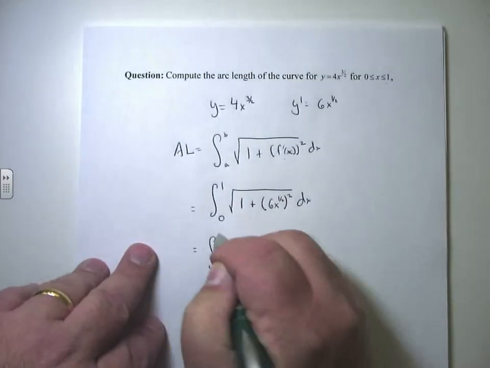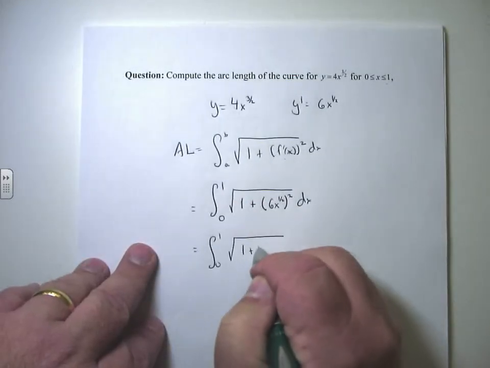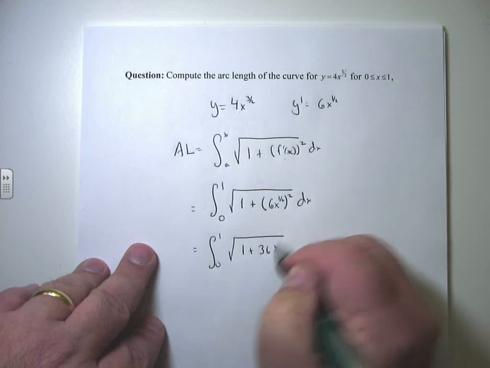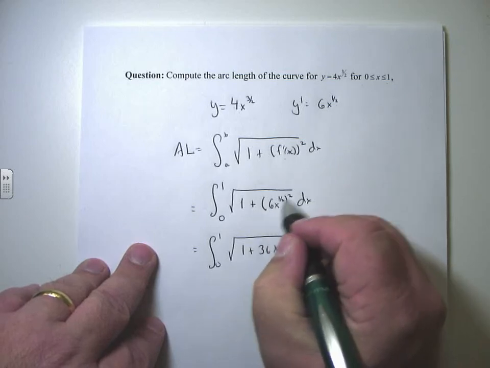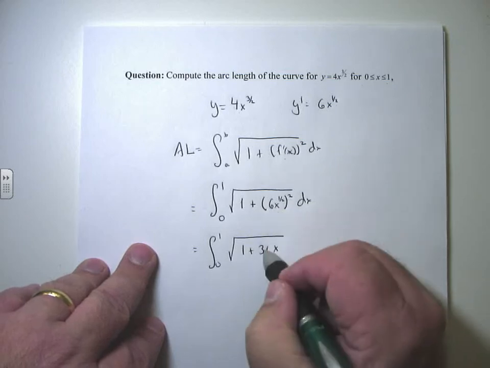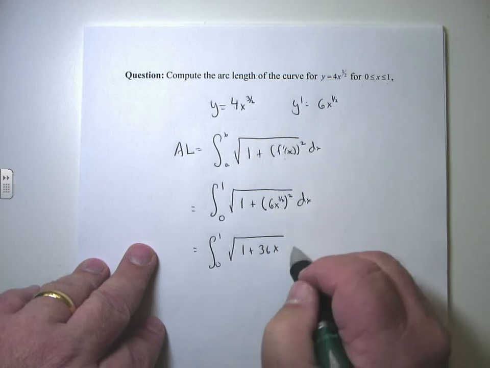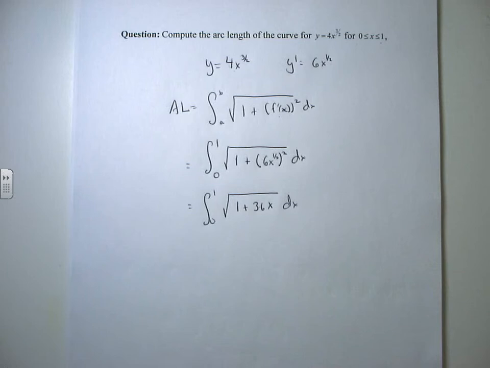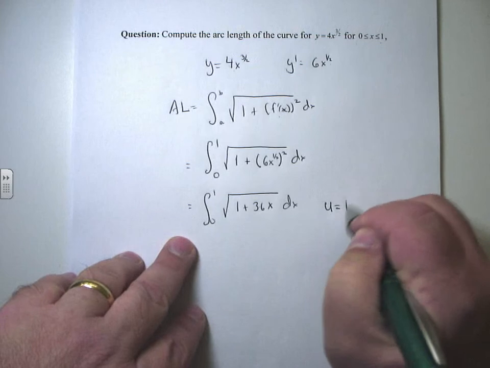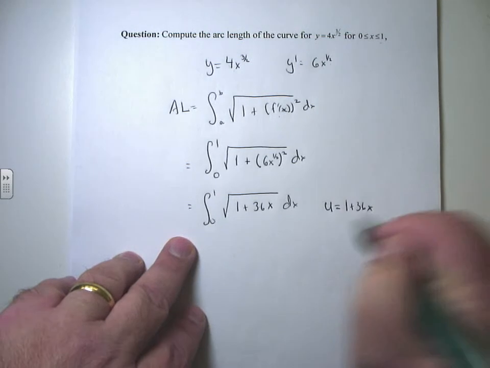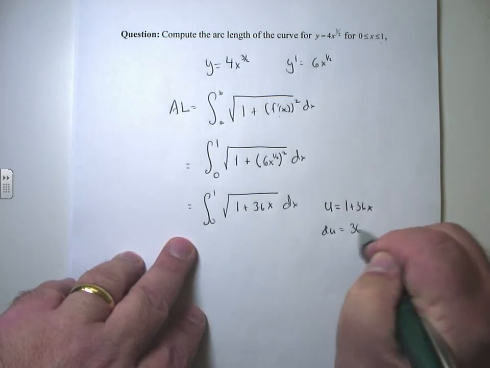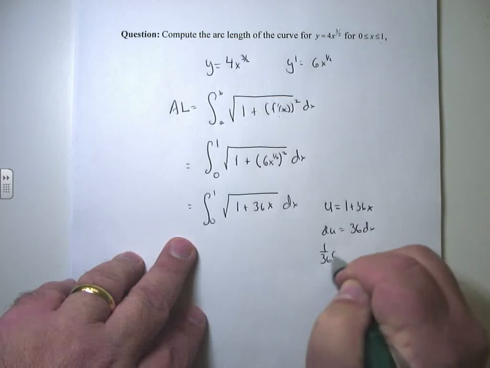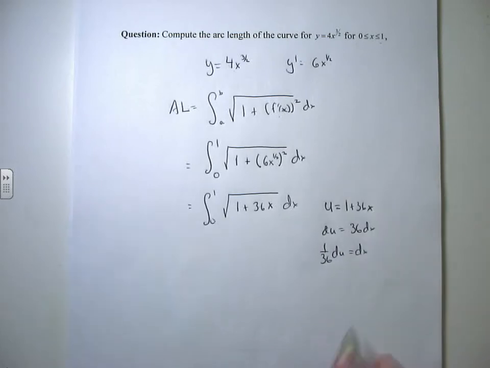This will be the integral from 0 to 1 when you clean it up, 1 plus 36x, because with strict multiplication division, I get to distribute powers. 6 squared is 36, x to the 1/2 squared is just x, dx. I'm going to integrate this one by hand, but if I was working a test question, I would always double check my answers using the calculator. But this one I can integrate by hand by letting u equal 1 plus 36x. That makes du equal to 36 dx, which makes 1 over 36 du equal to dx.